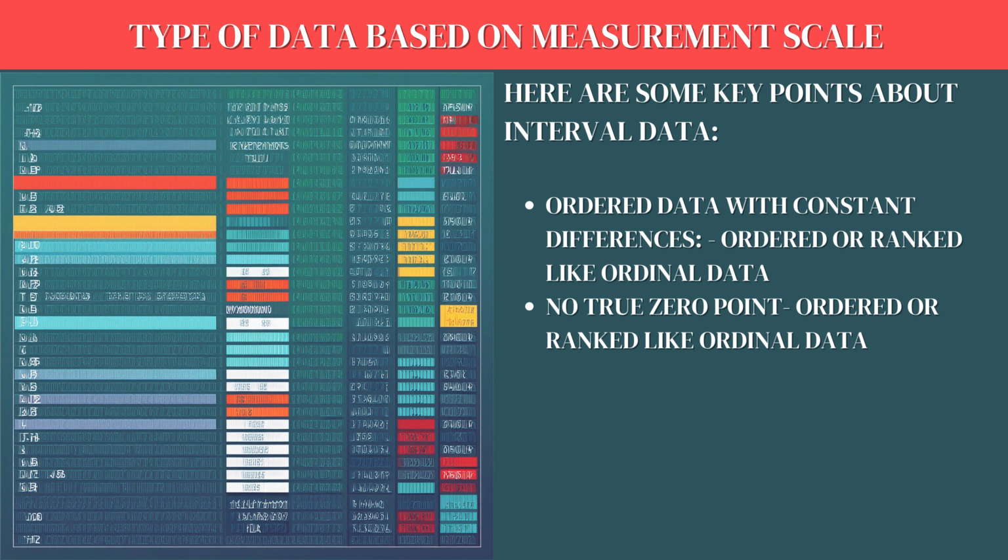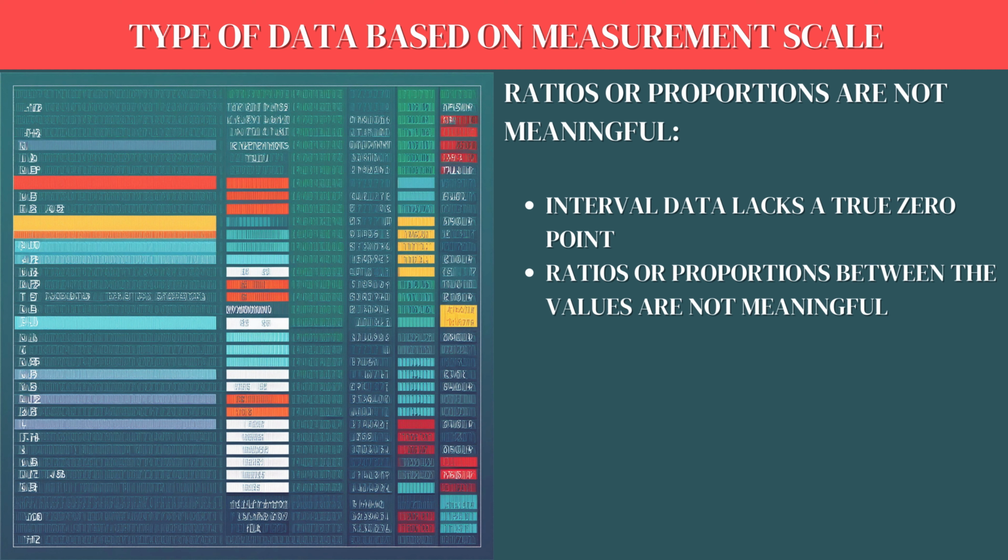No true zero point. Interval data does not have a true zero point, which means that a value of 0 does not represent the absence of the measured quantity. For instance, 0 degrees Celsius does not mean the absence of temperature, it is simply a reference point on the Celsius scale.